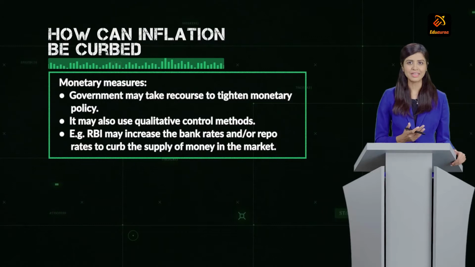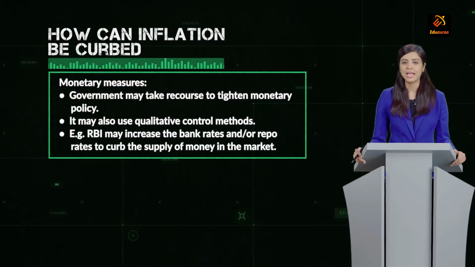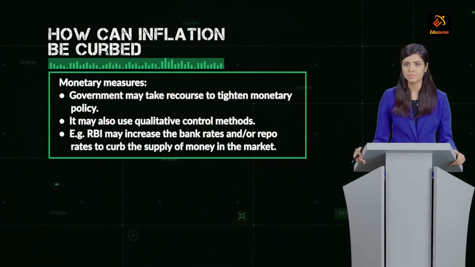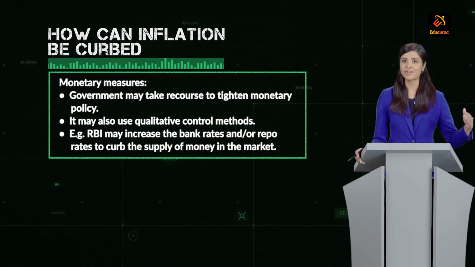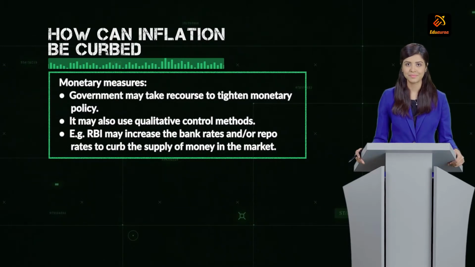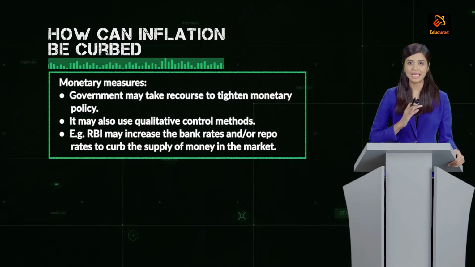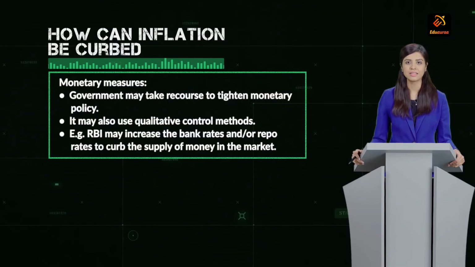The government may take recourse to tighten the monetary policy. And why will it do so? To cool down either the demand pull or the cost push inflation. For example, the RBI may increase the bank rates, repo rates, etc. to curb the money supply in the market.